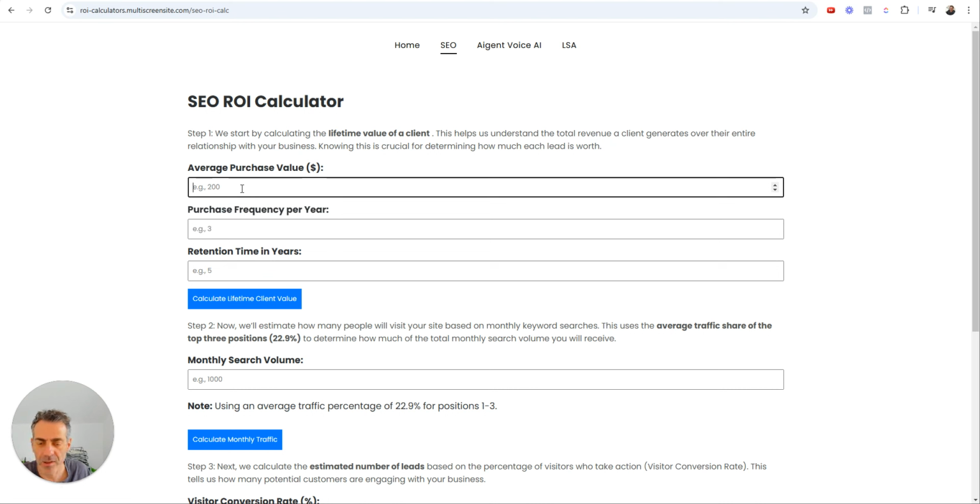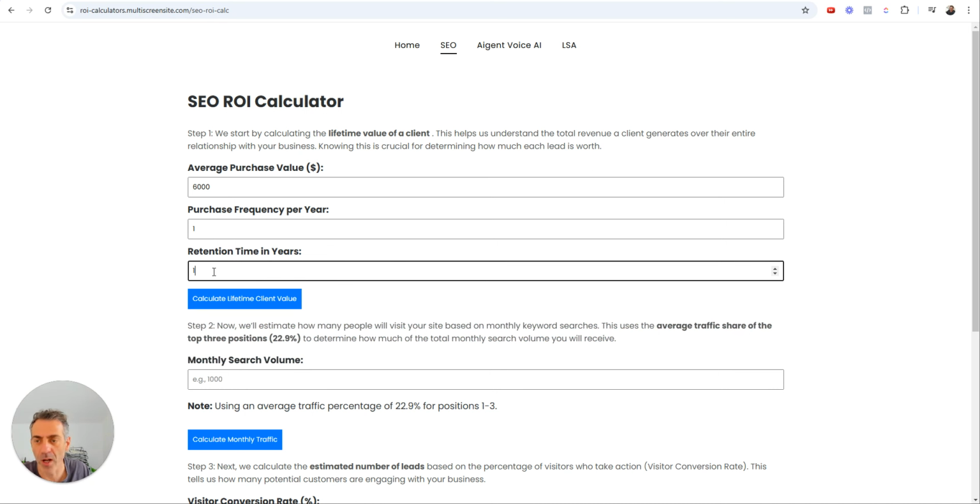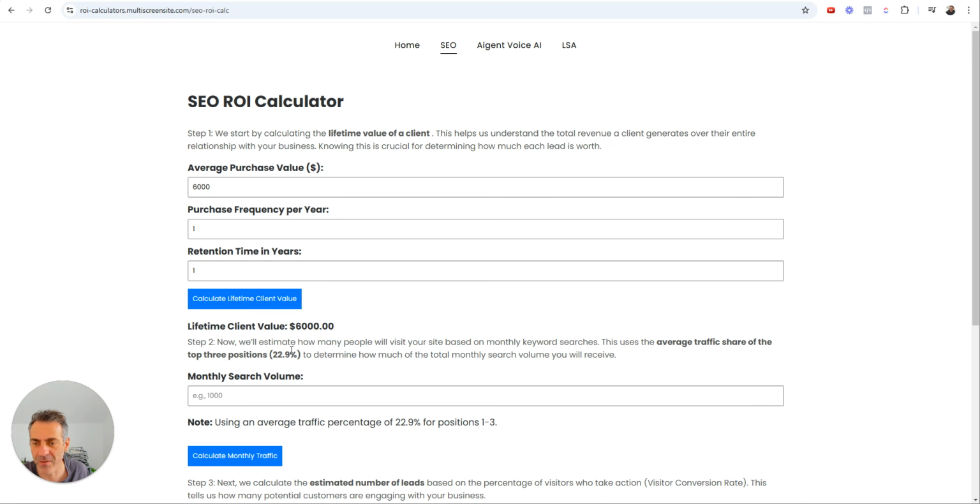Calculating LTV. So let's take something that maybe is hard to calculate LTV on purpose, which is a roofer, right? Because with a roofer, it's very hard to estimate how many roofing jobs over the years they would do for a client. So the easiest thing to do in that example is to take the average purchase value of the roofer you're working with. I'm just going to take $6,000 as an example. The purchase frequency per year, let's say 1 time. And the retention time in years, let's say 1 year. That basically gives us an LTV of 6,000.